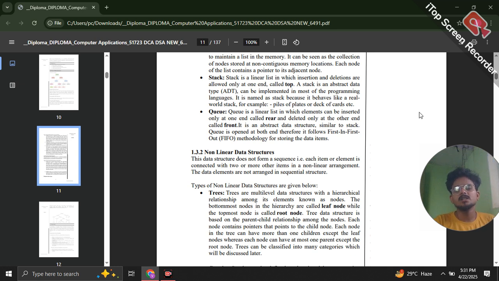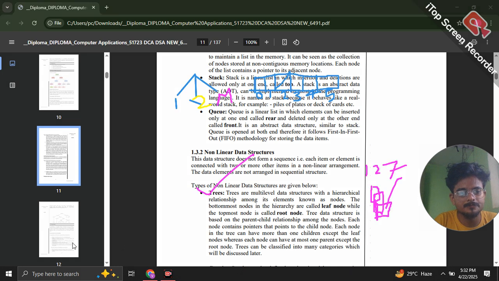Non-linear data structures. In non-linear data structures, the first term is trees. Okay, for example, let me give you an example of a tree. You see, this is your tree.